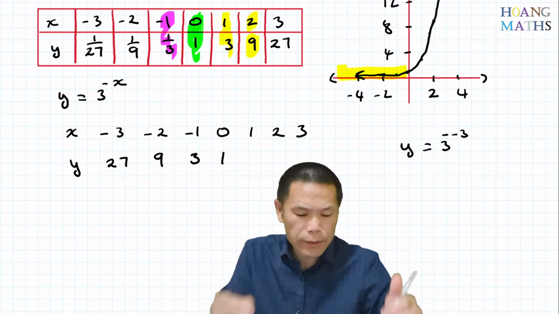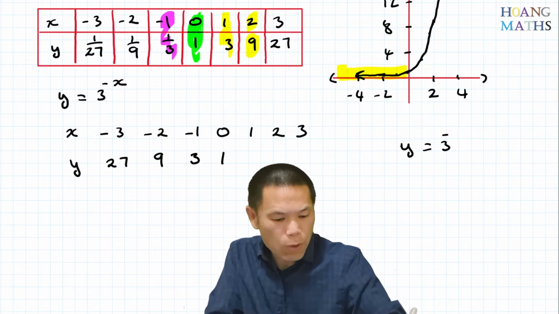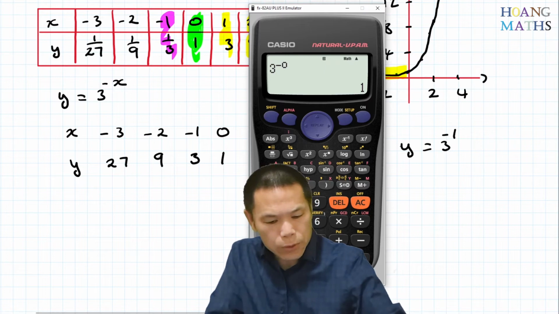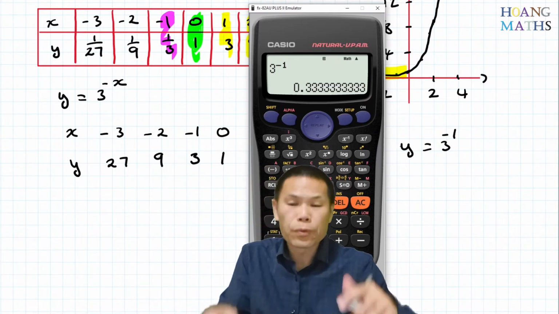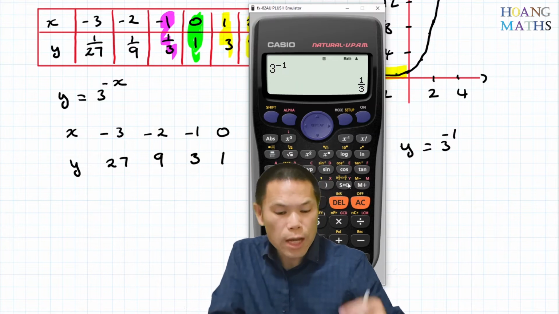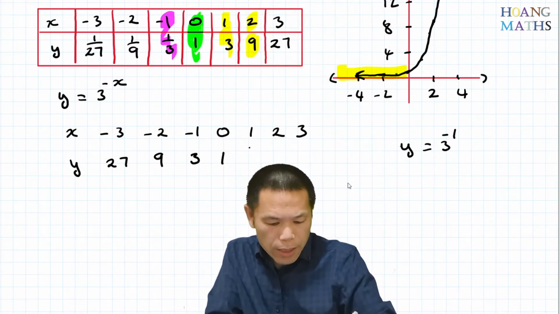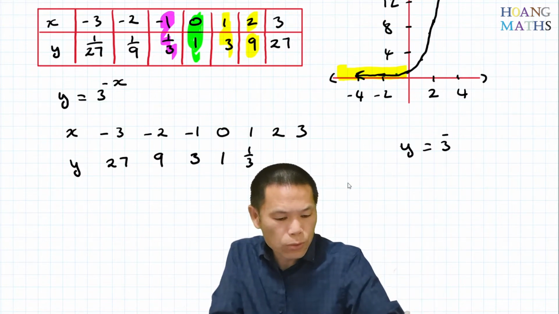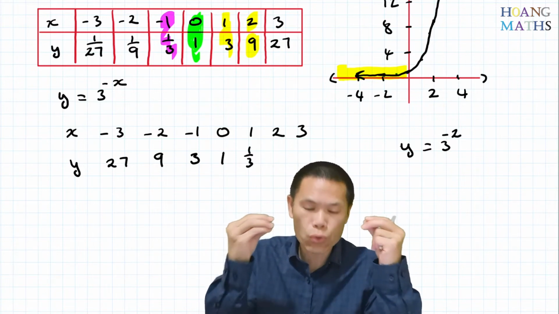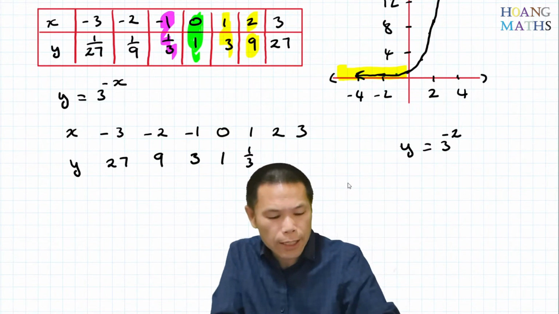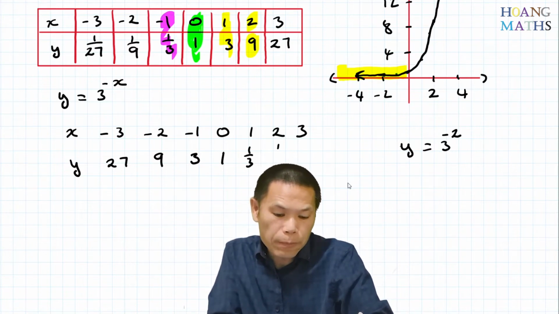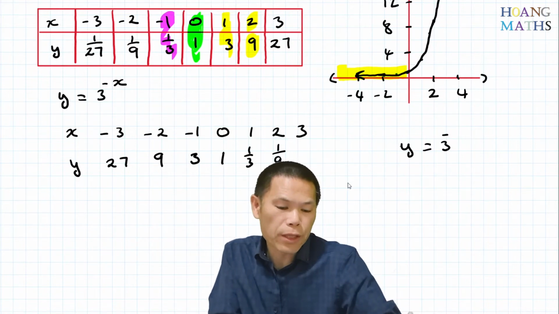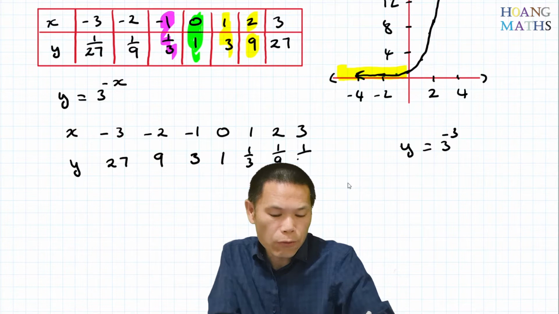And when x is equal to 1, this becomes negative 1. Okay? So put it in a calculator and you should get a third. So we'll change that into 1. There you go, 0.33 or a third. So let me write a third. And when x is equal to 2, that becomes negative 2. So 3 to the power of negative 2, same thing. We put it in a calculator. You should get 1 over 9. And when x is 3, y becomes 3 to the power of negative 3. So that gives me 1 over 27.